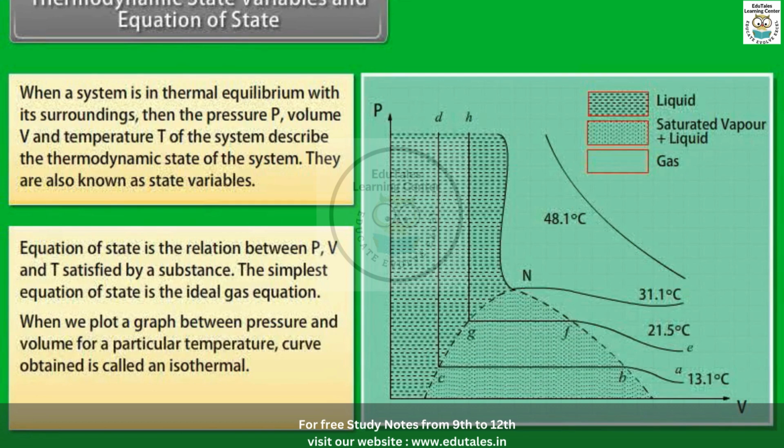When we plot a graph between pressure and volume for a particular temperature, the curve obtained is called an isothermal. Plot of different isothermals for CO2 is given in this graph.